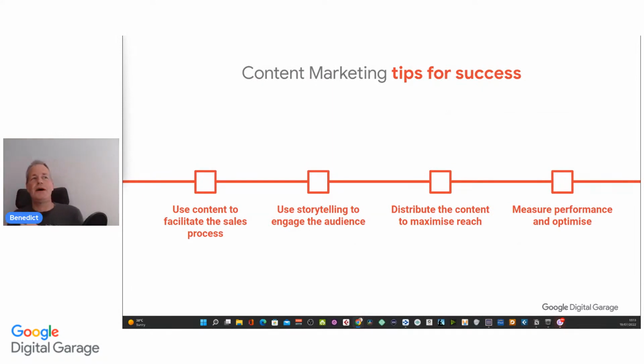So, content marketing tips for success. Use content to facilitate the sales process. All right. The more you can find out, because the whole point is, if the person can know everything from that website, it's very probable that that person might buy from you because you've got all that information to help that person. So use content to facilitate, to help the sales process. Use storytelling to engage the audience.